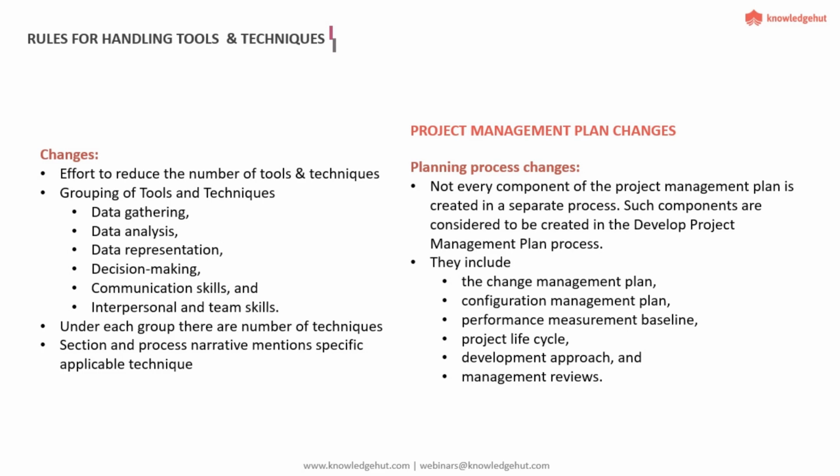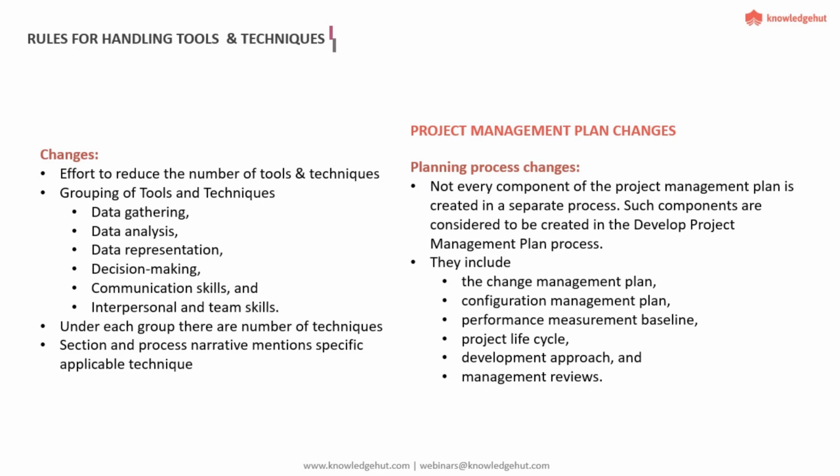So here again they have tried making the tools and techniques look a little more logical, presenting them more logically. Instead of putting all the tools and techniques as unique items, they have tried to create generic categories of tools and techniques now in 6th edition. So you can see here, for example, data gathering is a tool and technique, and you would see data gathering as a tool and technique in many processes.